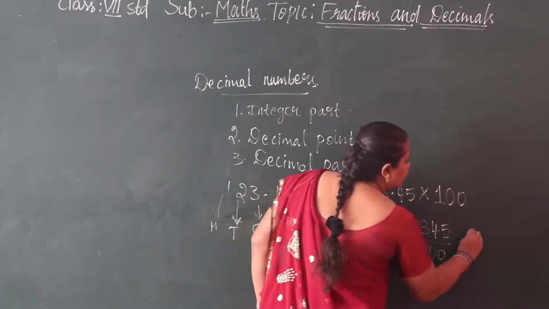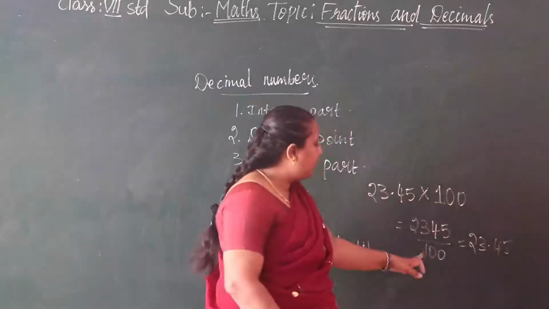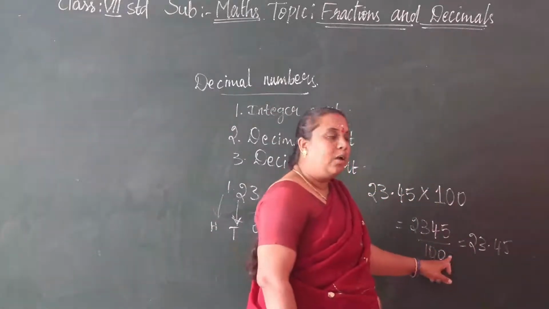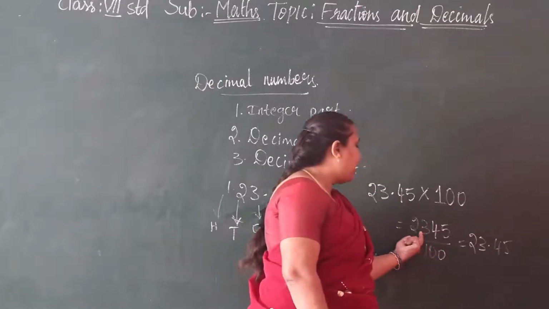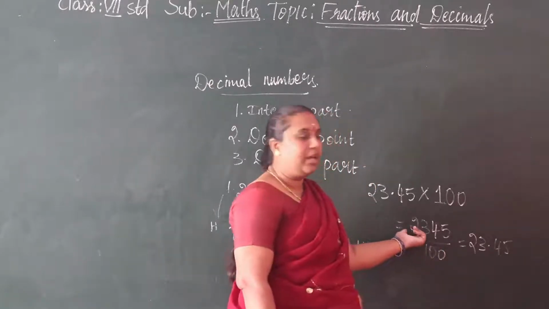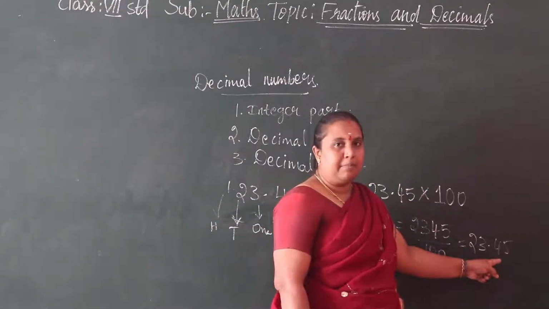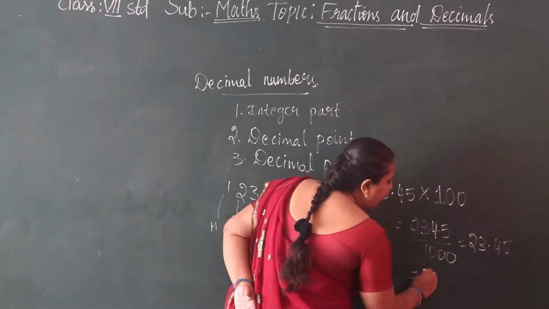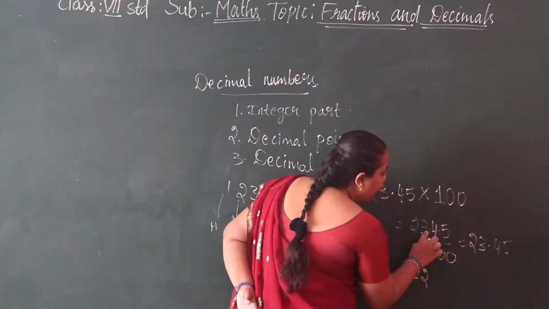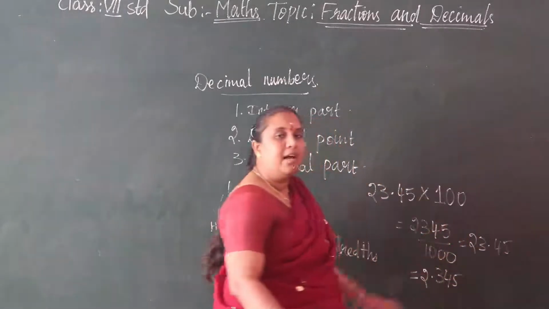If you want the decimal number back, we have to divide by 100 and we get 23.45. As we are dividing, see how many zeros there are, we take that many decimal places. Here we have 2 zeros, so we take 2 decimal places. If we have 3 zeros, we take 3 decimal places, 1, 2 and 3, so 2.345. Understood, children? The reverse action here.